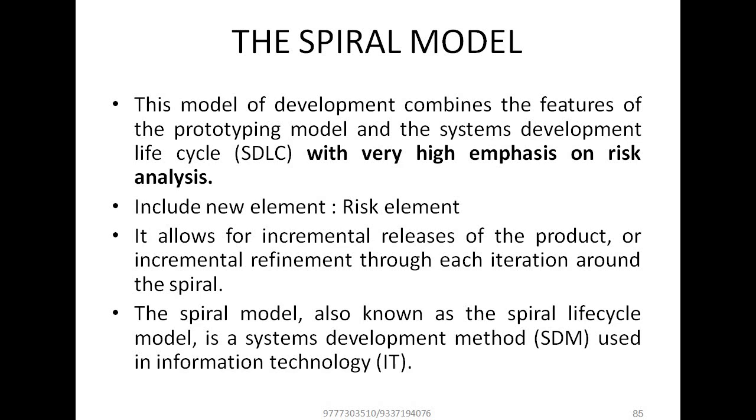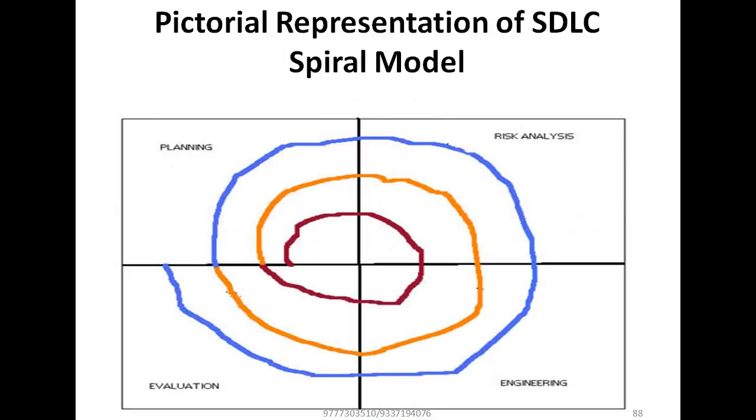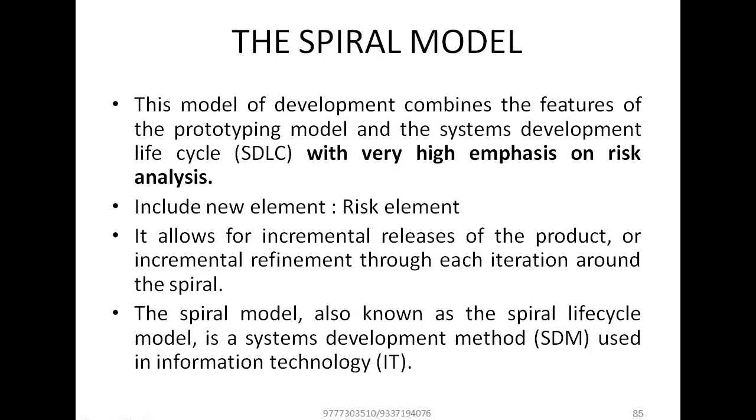It allows for incremental release of the product or incremental refinement through each iteration around the spiral. We will discuss what incremental release and incremental refinement are, and why this model is called the spiral model: because the diagram resembles the structure of a spiral. The spiral model, also known as the spiral life cycle model, is a system development method used in information technology.